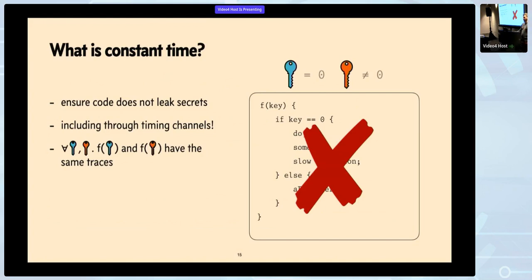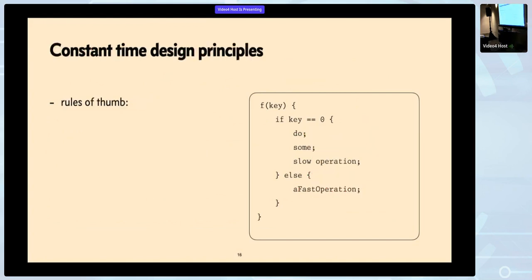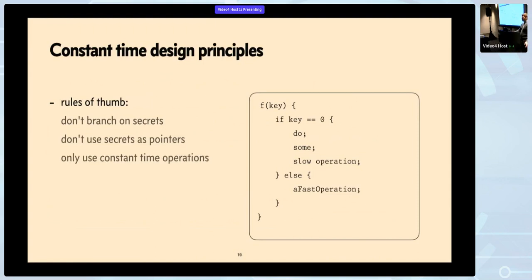One of the really nice things about constant time is it provides a bunch of rules of thumb for developers in order to be able to develop their code to be constant time. And the first of these, which is violated here, is that you do not branch on secrets. And the other two are we don't use secrets as pointers and only use constant time operations.